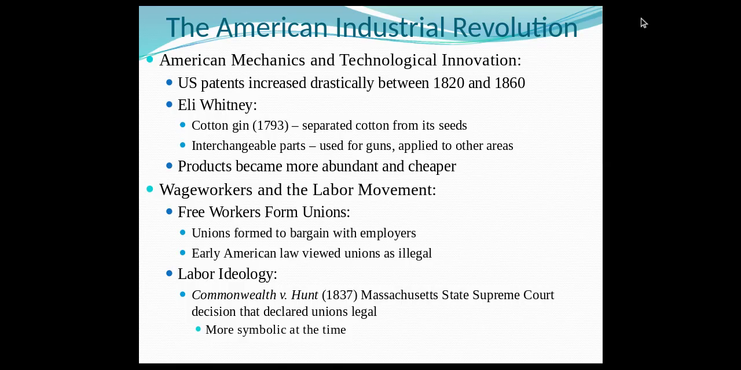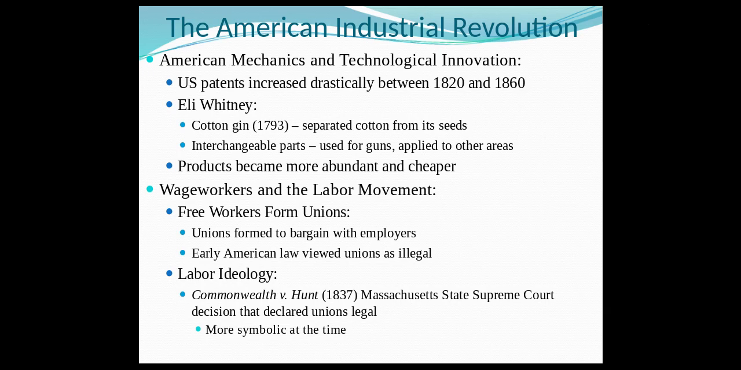Okay. And American mechanics and technological innovation. Remember, innovation is new ways of using things, new ideas. U.S. patents increased drastically between 1820 and 1860. A name you have to remember is Eli Whitney. He invents the cotton gin in 1793, which is going to help separate cotton from its seeds. It actually keeps slavery going in the cotton fields, makes it more profitable. So slavery is going to continue in the South. So you can kind of look at it as a negative.